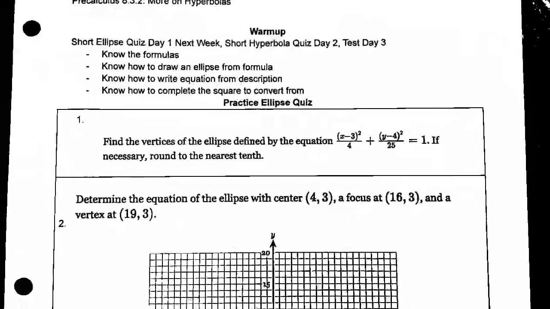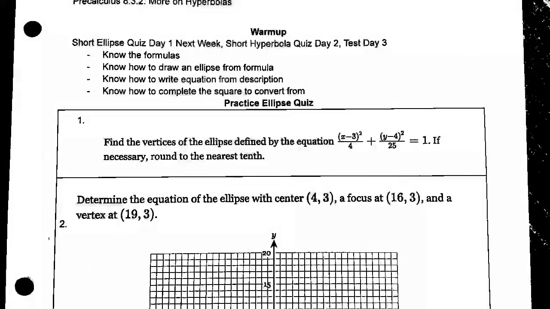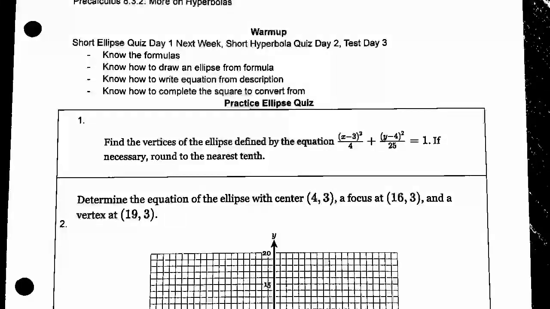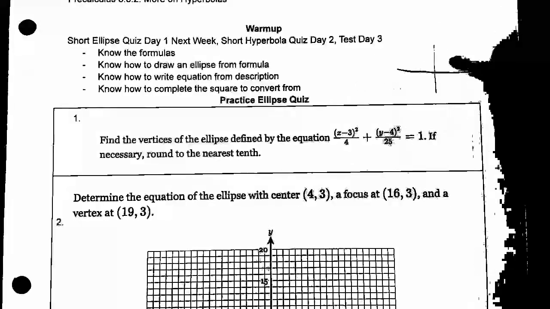We're going to start off with number 1 here. It says, find the vertices of the ellipse defined by the equation (x minus 3) squared over 4 plus (y minus 4) squared over 25 equals 1. If necessary, round to the nearest tenth. Okay. So I'm going to sketch this ellipse a little bit to the right here.